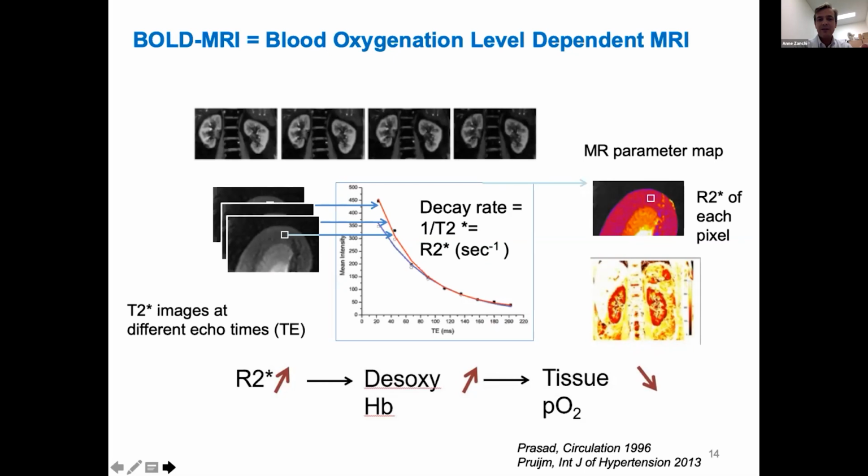And with certain sequences, you can follow the disappearance of the signal over time, and for each pixel of your image, you can measure the decay rate R2 star. The faster the decay rate, the higher the R2 star, the higher the deoxyhemoglobin level locally will be, and inversely, the lower is your oxygenation. Next slide.